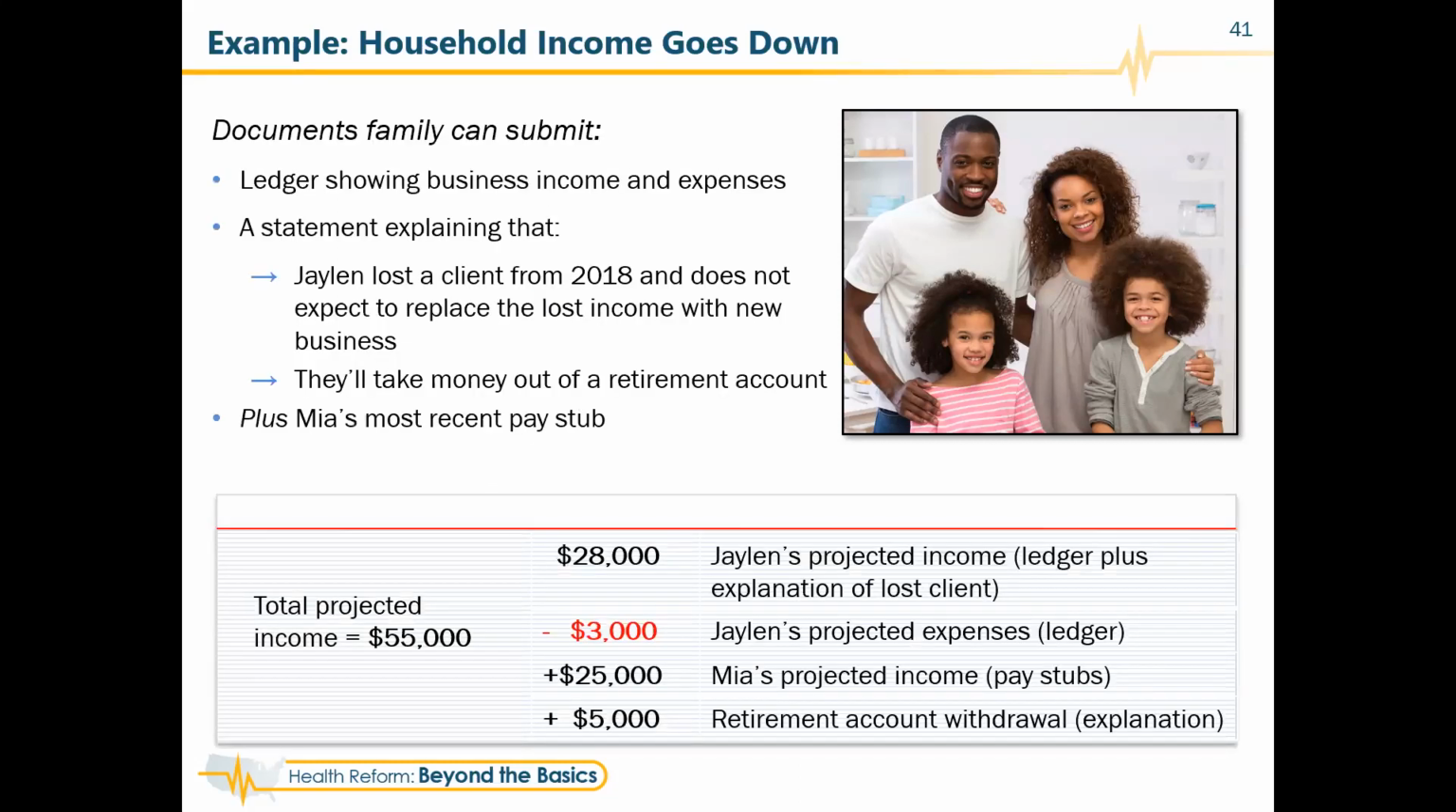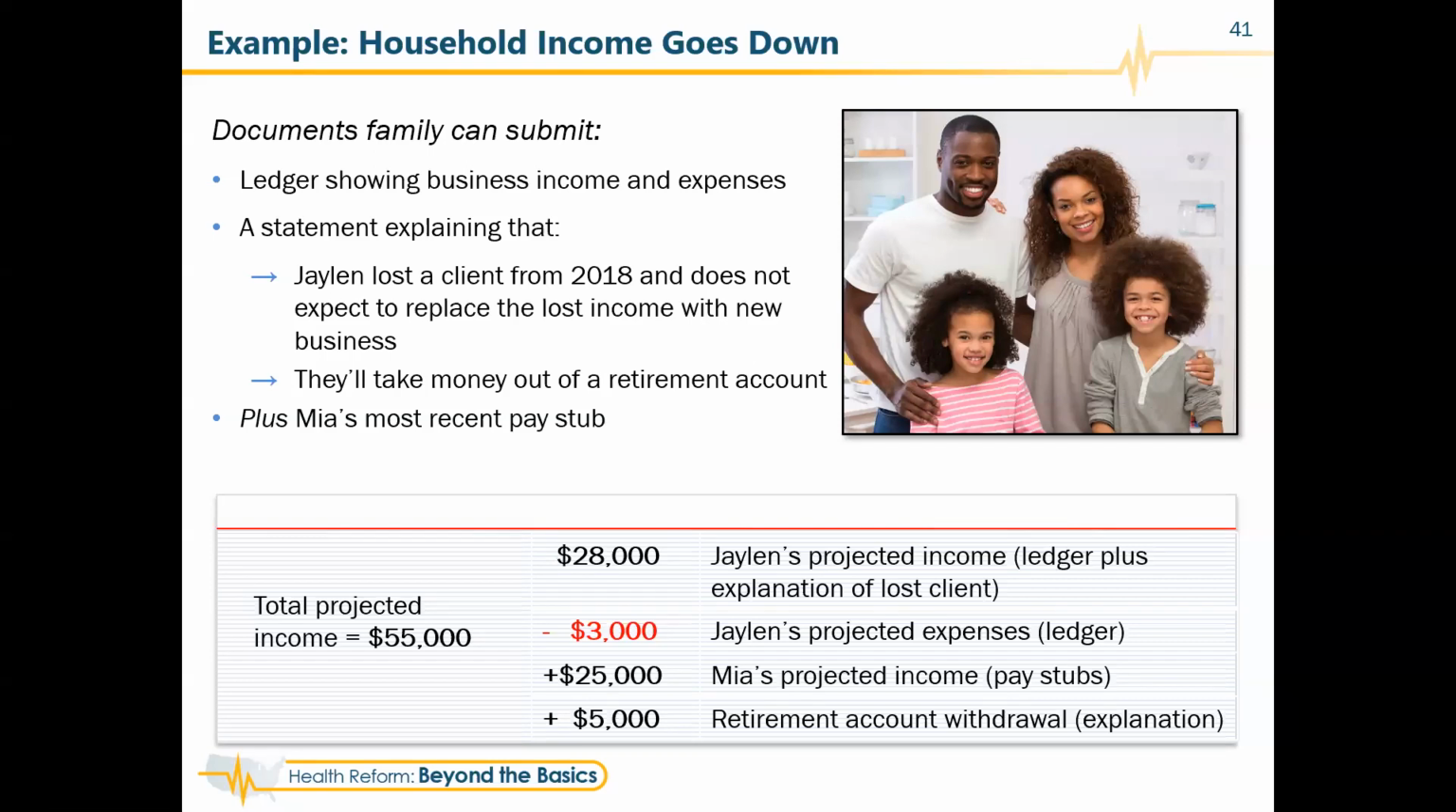So what are some of the things that the family can submit? Well, the Marketplace would recommend creating what they call a self-employment ledger, which is basically showing dollars in and dollars out. The income that someone expects to receive plus the expenses that they'll be able to deduct. This can be difficult for some people to guesstimate, especially if income is inconsistent. But this is the best that we can do on a prospective basis.